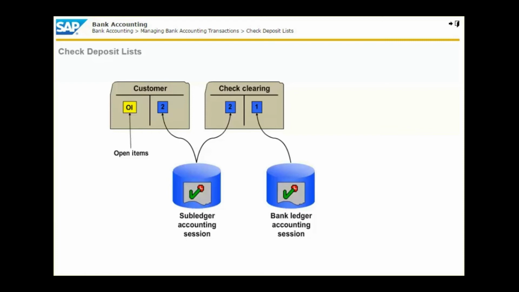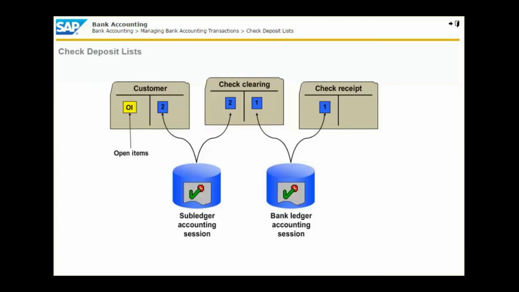Bank posting session. The bank posting session is normally processed by the financial department or by cash management. They post check amounts to the incoming checks account. The offsetting posting is made to a check clearing account. The bank ledger accounting session should be processed first, so cash management receives the most up-to-date information in a timely manner. When processing the subledger accounting session, payment differences may, in certain cases, need to be dealt with manually.